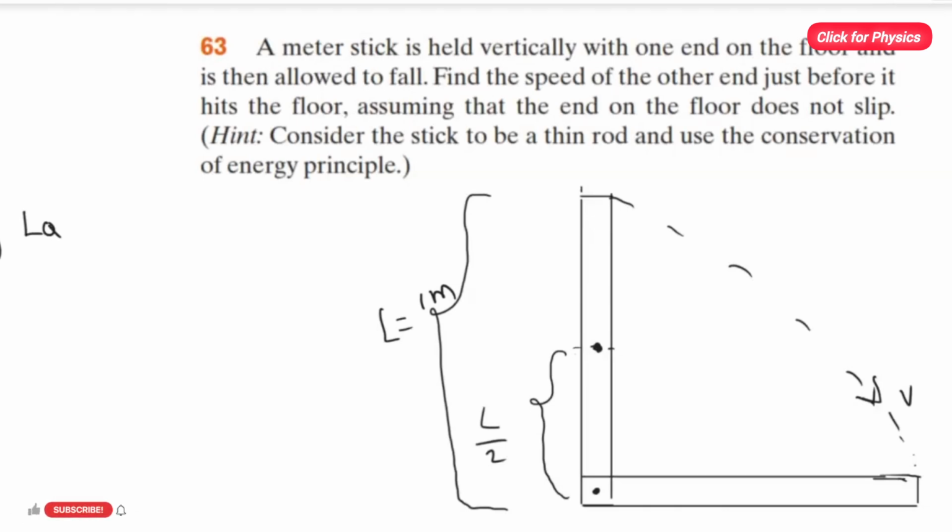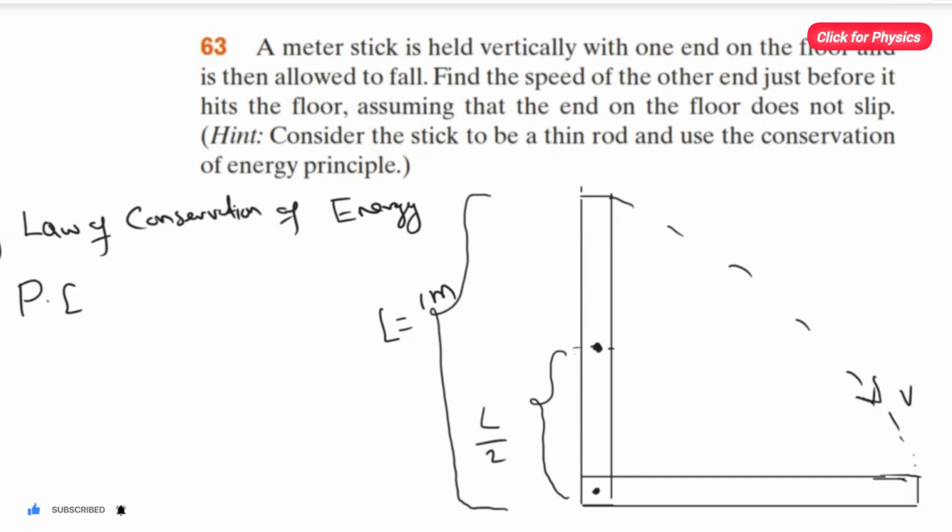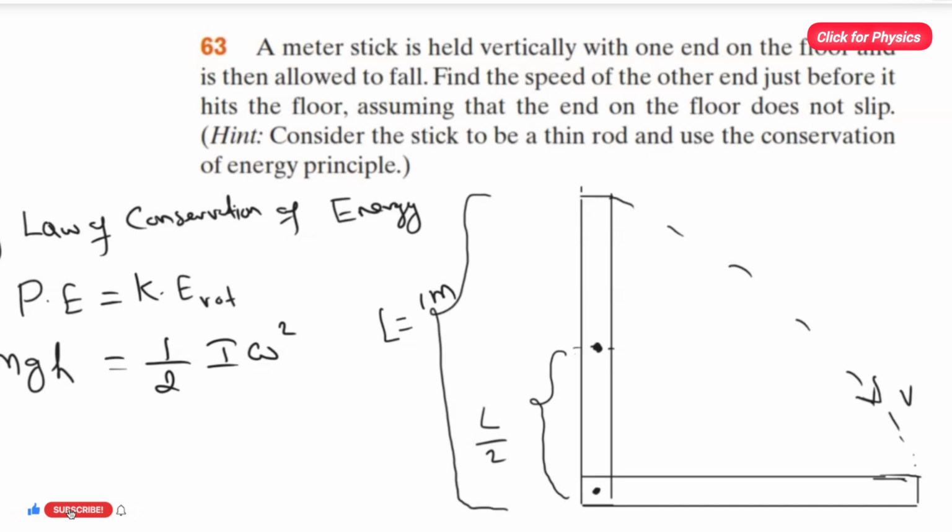By the law of conservation of energy, potential energy is equal to kinetic energy. But the most important thing is that we have to consider the kinetic energy for the rotation, because the rod is about to rotate about this axis of rotation. We know the formula for potential energy is mgh, and the rotational kinetic energy is half I omega square.